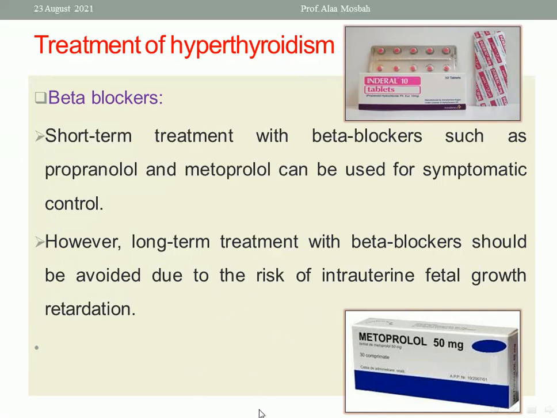Beta blocker can be used to control symptoms like tachycardia in short-term treatment, but not in long-term treatment. Why? Because if you give a beta blocker for a long time, you can cause intrauterine growth restriction in the fetus. Okay, so fetal growth restriction may occur as a side effect of beta blocker. So you give it only for a short time to control symptoms, but you stop it as early as you can. Okay, this is a picture of propranolol. We have propranolol and metoprolol. This is propranolol and this is metoprolol.